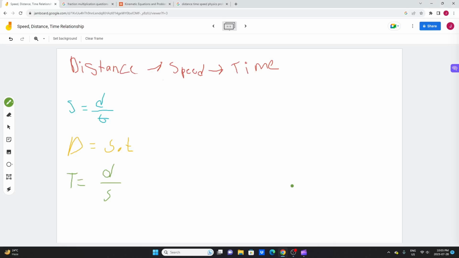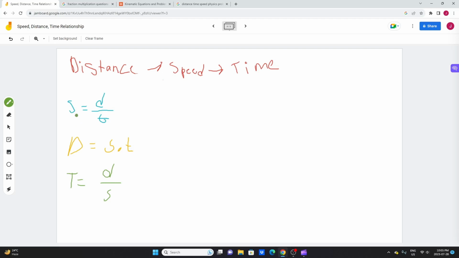Another lesson, and today's lesson we'll be looking at the distance, speed, time relationship. Throughout physics and math, we can easily say that the relationship between speed, distance, and time is really important, especially when we're looking at things like kinematics, and your everyday math problem could include this relationship. So let's cover it.